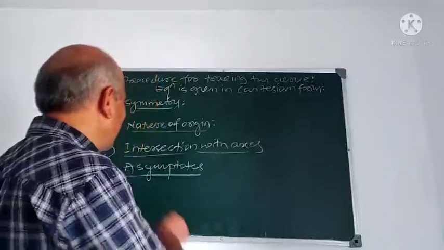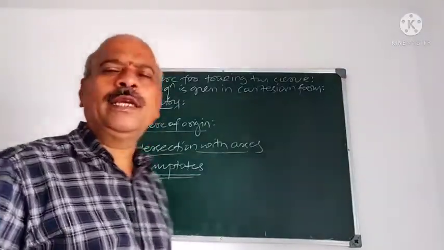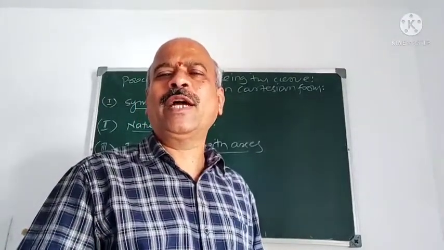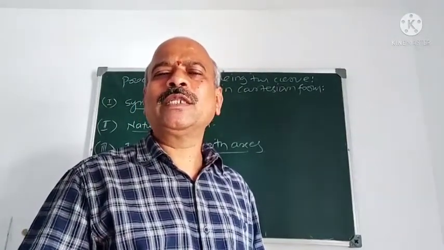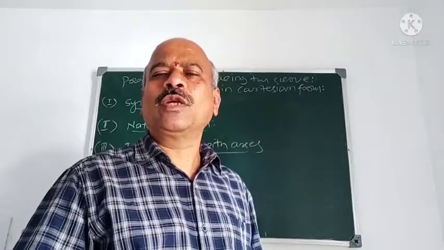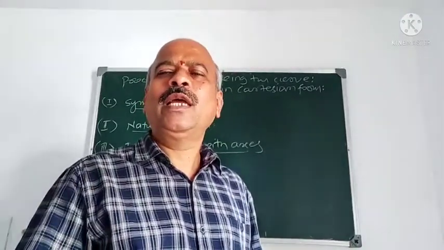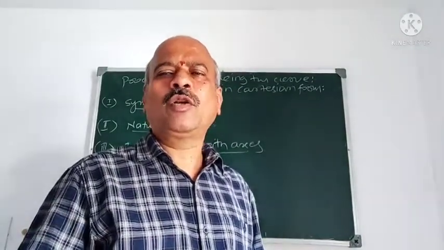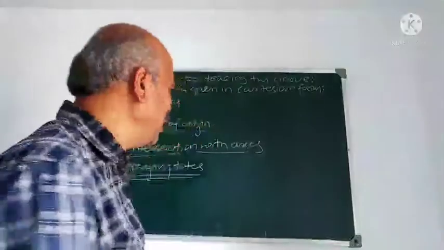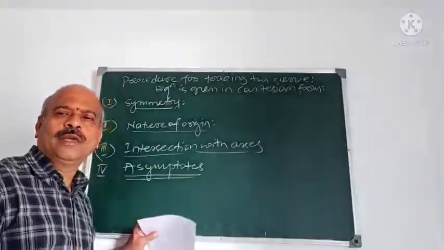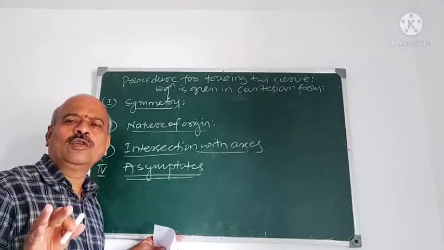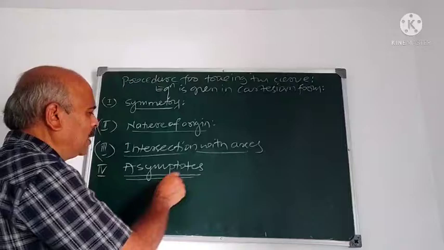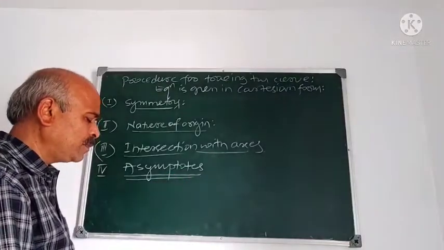Now asymptotes is a separate topic again. Here we usually find only asymptotes parallel to the x-axis and y-axis. For an oblique asymptote, y equal to mx plus a, there is again a procedure to find it, and it will be a separate topic, asymptotes. While in curve tracing, we consider only asymptotes parallel to the x and y axes. Now, how to find asymptotes parallel to the x-axis?